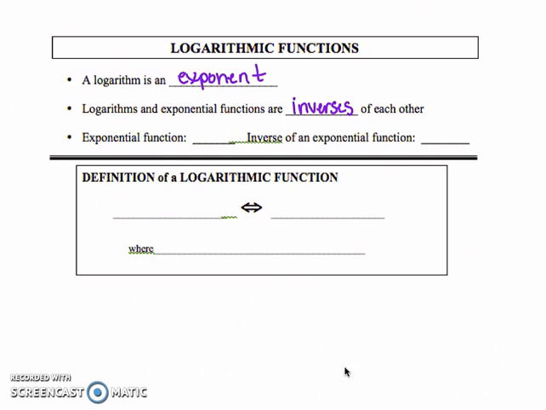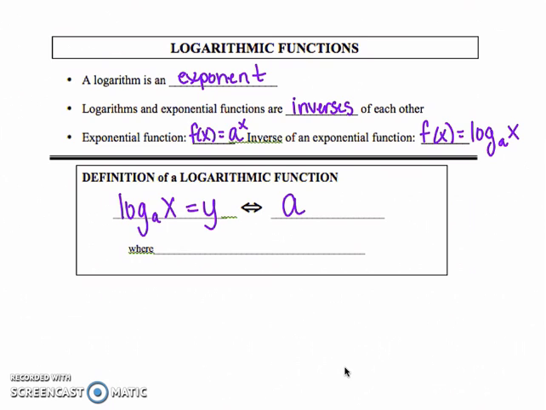So if the exponential function is f of x equals a to the x power, then the inverse of that would be f of x equals log base a of x. You should remember this definition from Algebra 2. Log base a of x equals y, that's log form. So then the base of the log, a, becomes the base of the exponent. The exponent is on the other side of the equal sign, so that's your y. And then that is going to be equal to what's inside the log, which is x.